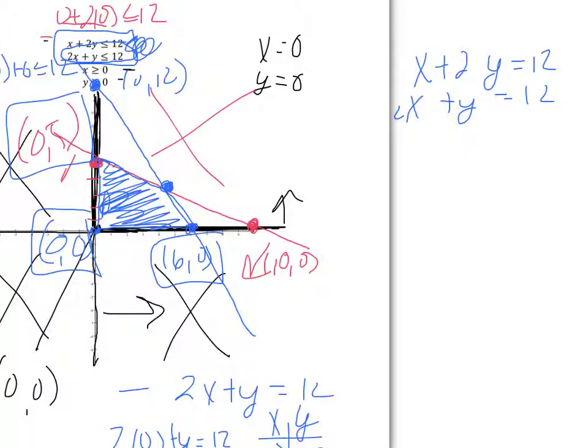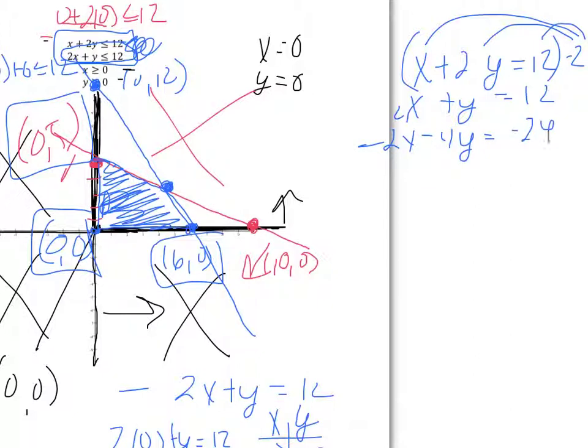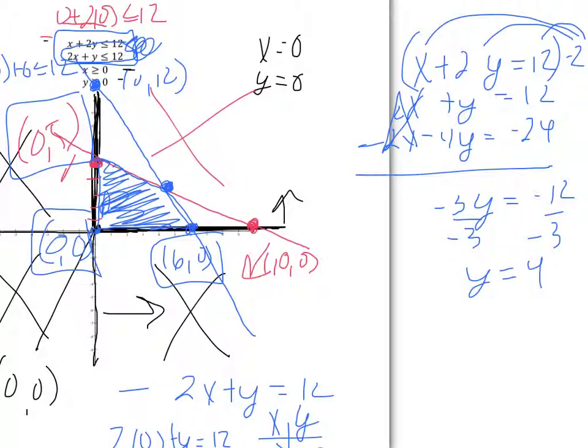So solving this, I'm going to eliminate the x's. So I'm going to multiply the top one by -2. So we get negative 2x minus 4y equals negative 24. Add these up. The 2 x's cancel. Y minus 4y is minus 3y. 12 minus 24 is negative 12. Divide by negative 3. We get y equals 4. Okay. So we know the y value there is 4.